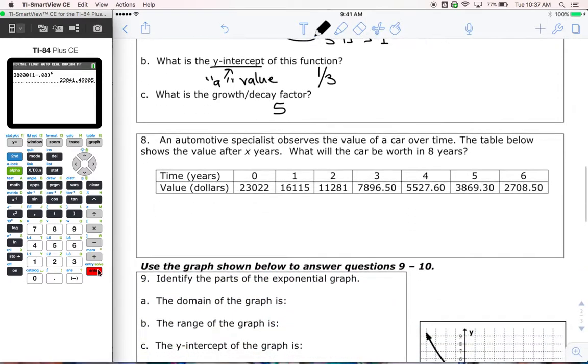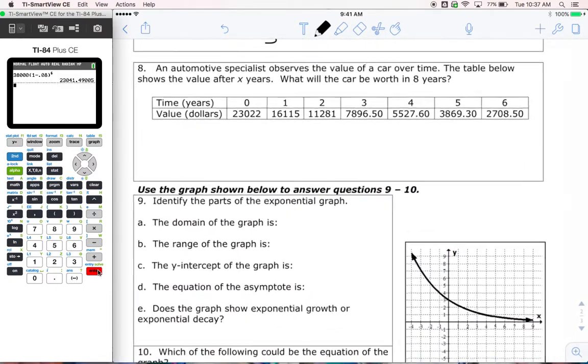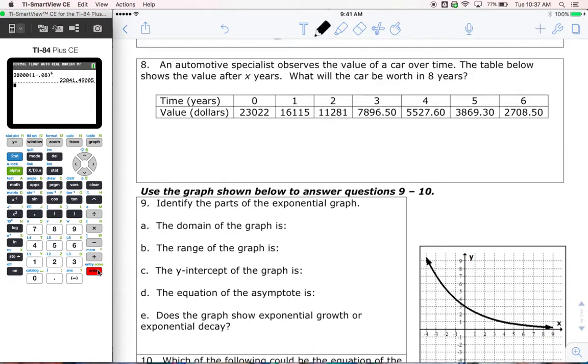Question number 8. An automotive specialist observes the value of a car over time. The table below shows the value after x years. What will the car be worth in 8 years? You need an equation, which means you need to do stat edit, and you've got to choose option 0, right? This is exponential, and we're going to get our equations. We're going to go to stat, we're going to go to edit, and bear with me because I have to fix these numbers here. So we're going to do 0, 1, 2, 3, 4, 5, and 6.